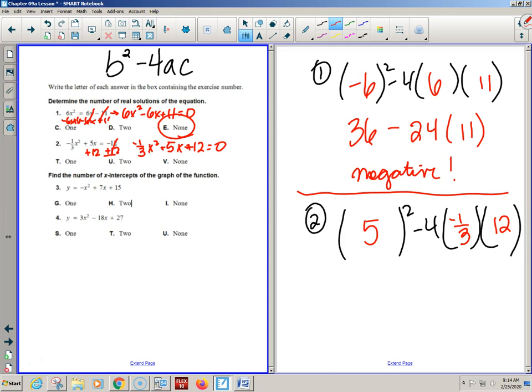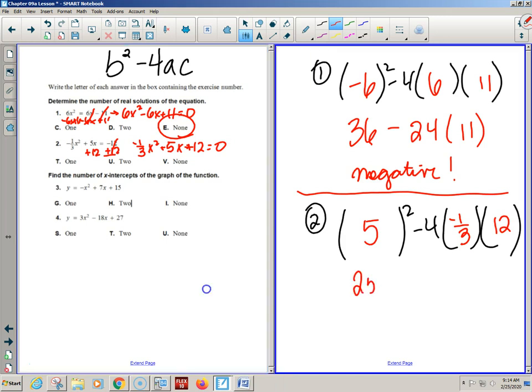So then PEMDAS. 25 minus. Can we go for the first? Well, it's all right. 4/3. Wait, but isn't a negative times a negative positive, and we still have 12, yeah? And 12 is over 1. I actually don't have to go any farther.